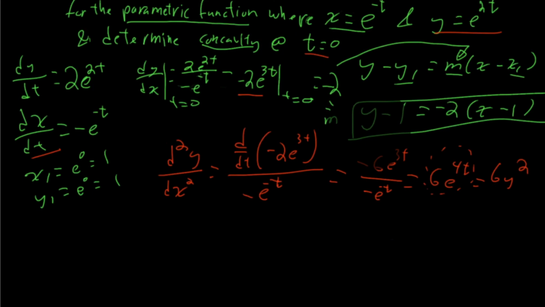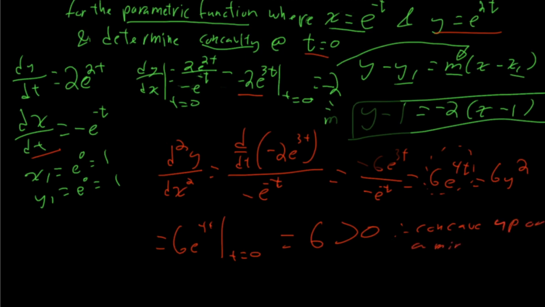So 6e to the 4t evaluated at t equal to 0 is just going to be equal to 6, which is greater than 0, therefore concave up, or a minimum, or positive concavity. I believe all of these work, but I think concave up is probably the safest, then positive concavity, and then if they ask for the minimum, just say the minimum.